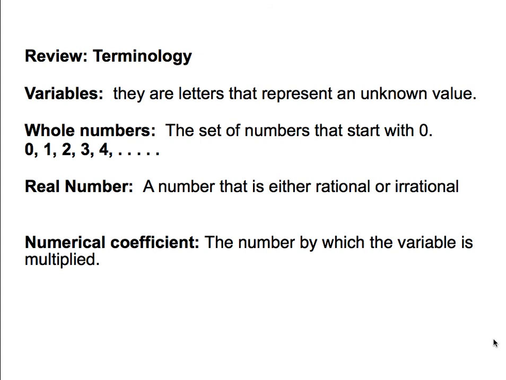And a numerical coefficient is the number by which the variable is multiplied. So I'll give you an example. We've talked about this in class a lot. If I have 2n, n is my variable. That's my variable. And this 2 would be my numerical coefficient. Since this is 2 times n, so 2 times some number, that's what makes the 2 the numerical coefficient.